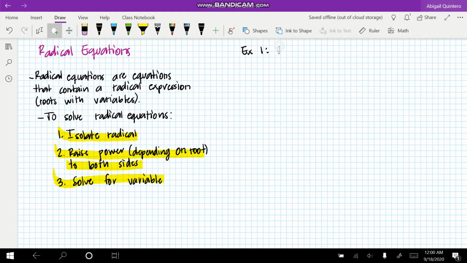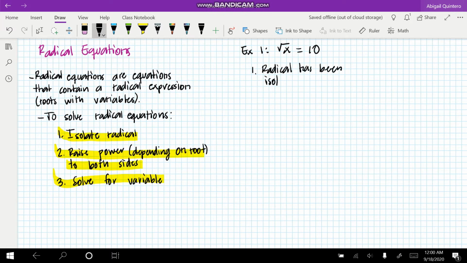I have the square root of x equals 10. Well, as you can see, the radical is already isolated. So step number 1, we don't really have to follow it because the radical has been isolated. Okay. So we have square root of x equals 10. The next step, so step number 2, is raise to the power depending on the root.